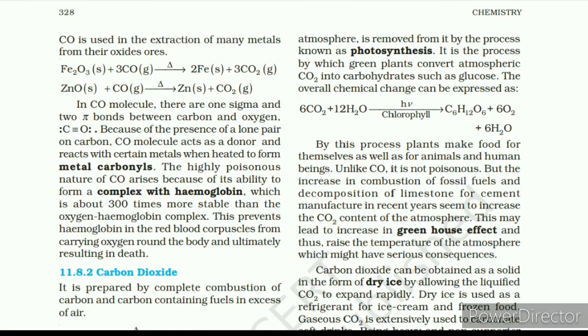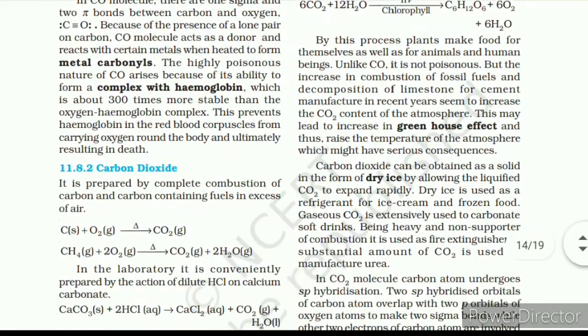Carbon dioxide can be obtained as a solid in the form of dry ice by allowing the liquefied CO2 to expand rapidly. Dry ice is used as a refrigerant for ice cream and frozen food. Gaseous CO2 is extensively used to carbonate soft drinks. Being heavy and a non-supporter of combustion, it is used as a fire extinguisher. A substantial amount of CO2 is used to manufacture urea.